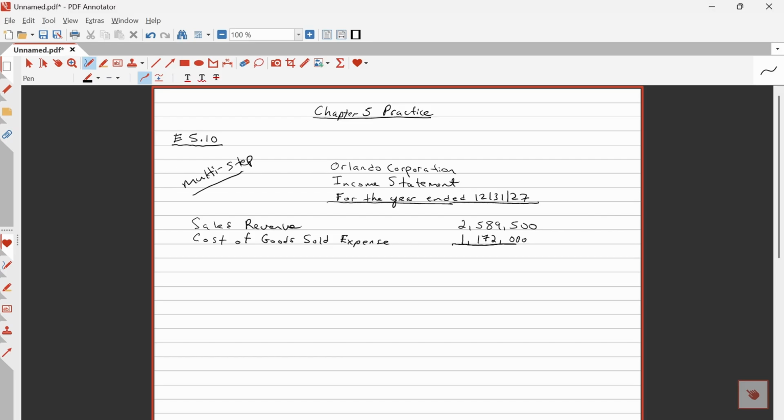Sales revenue minus COGS equals, it's a subtotal on the multi-step income statement. It's called gross profit. You need to know that formula. Gross profit equals sales revenue minus COGS, or net sales revenue minus COGS, technically. In this case, net and gross are the same.